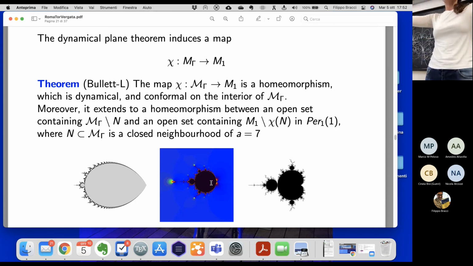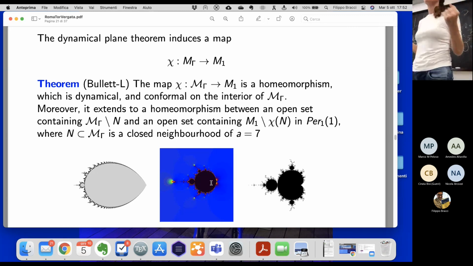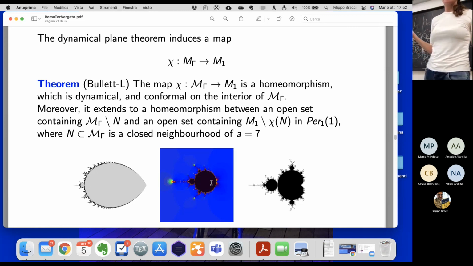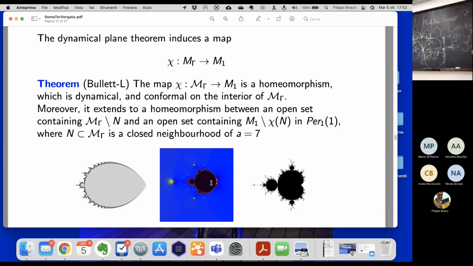Then the correspondence FA is hybrid conjugate on a pinch neighborhood of the backward limit set to the map PA, zeta plus 1 over zeta plus A, where B is 1 minus A squared, on a pinch neighborhood of its Field-Julia set. And it's conformal on the interior, and it extends to homeomorphism between pinch neighborhoods.